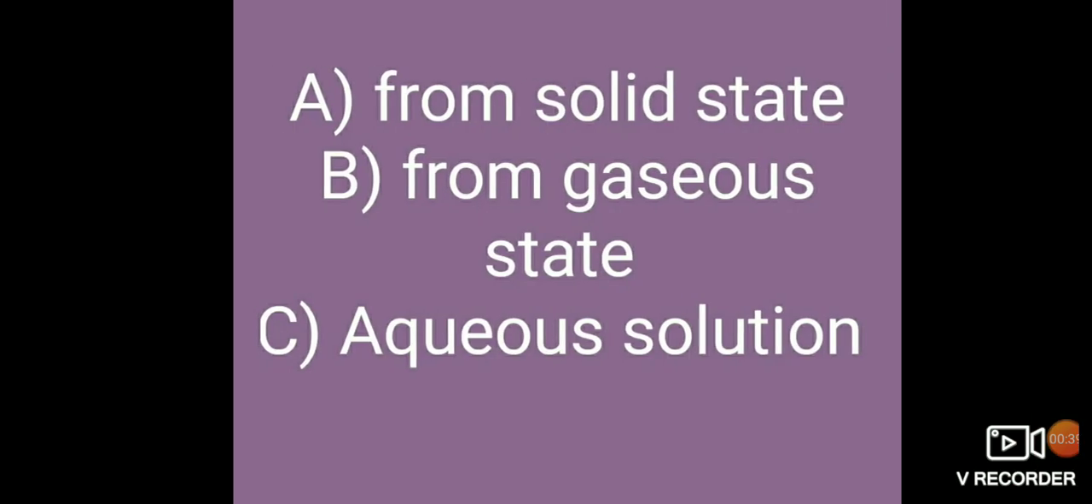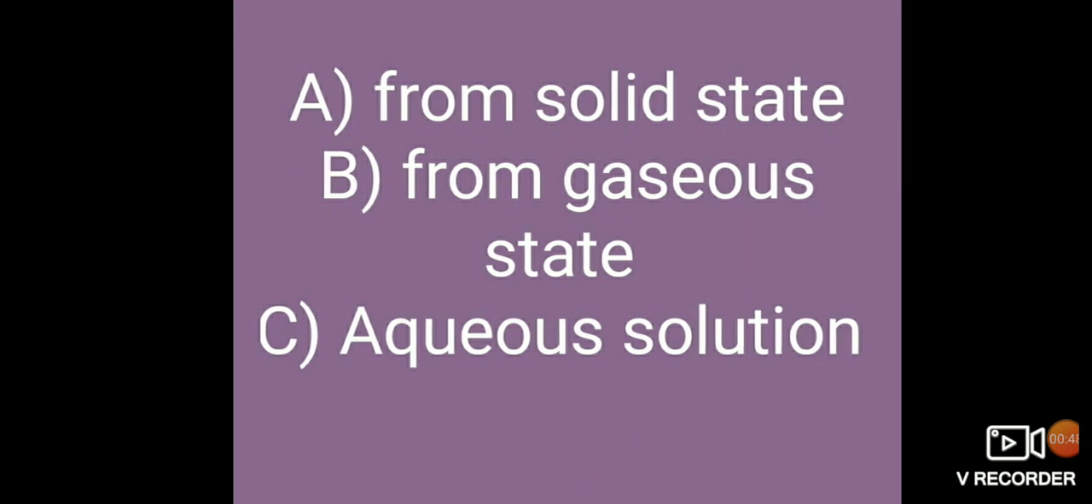This may be carried out from three different states. The first one is from the solid state, then from the gaseous state, and from the aqueous solution. From the solid state, as in the reduction of iron oxide with carbon or of tungsten oxide with hydrogen. The sponge iron powder produced by the Hoganas process is a typical example of this production method.